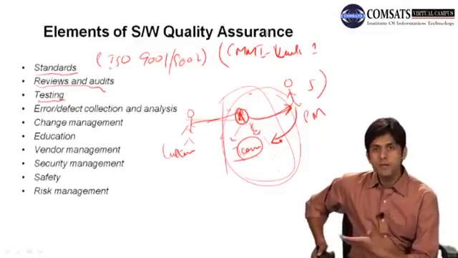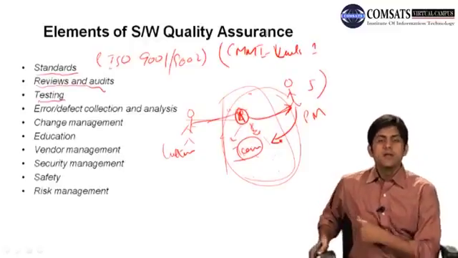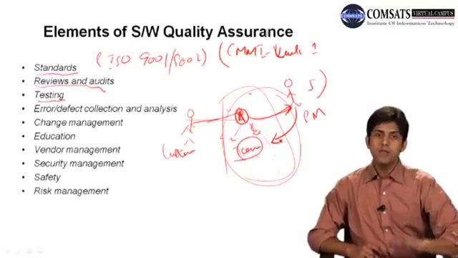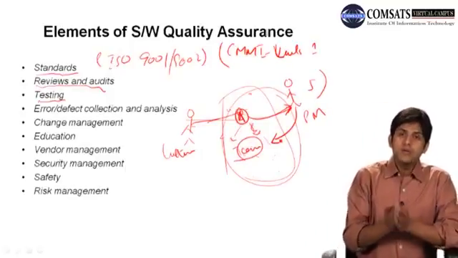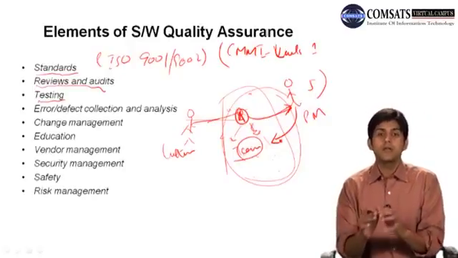and then you need to have proper practices for vendor management, similarly security management, safety and risk management, ठीक है. If you have, these are all the different elements. Why we call them elements? Because they all contribute in ensuring that the product that you are going to make is of good quality.